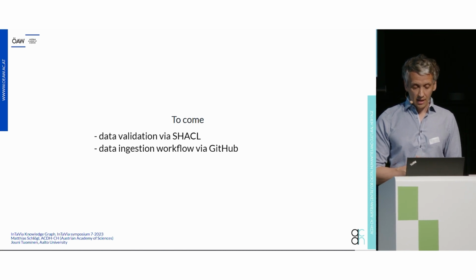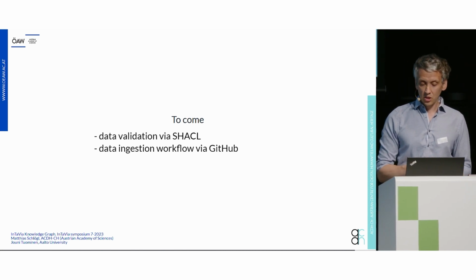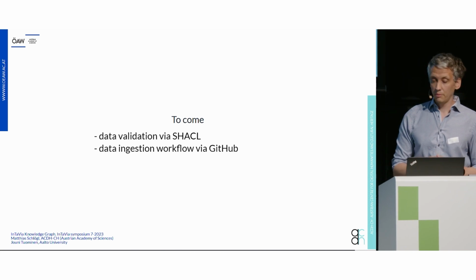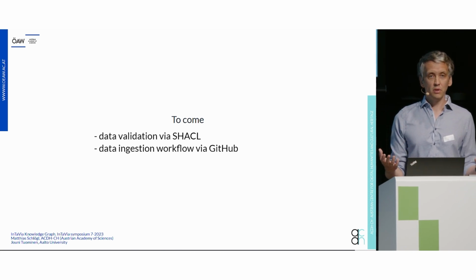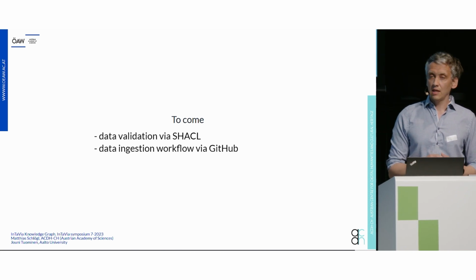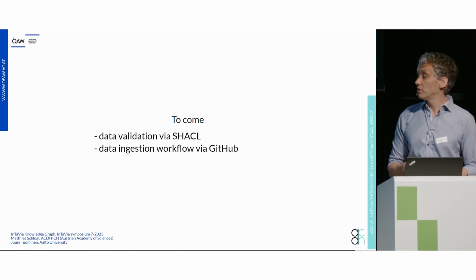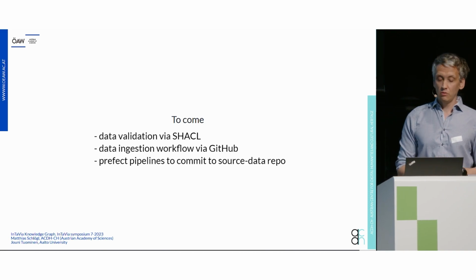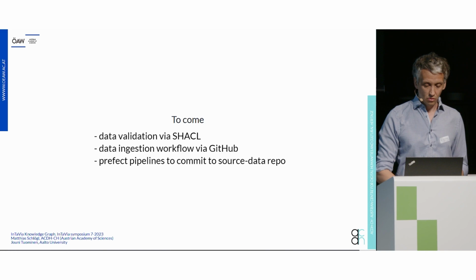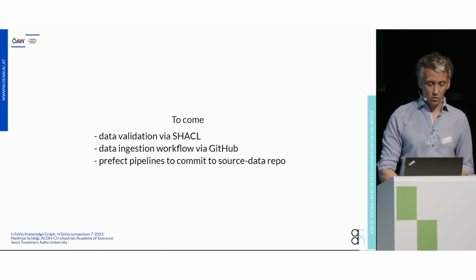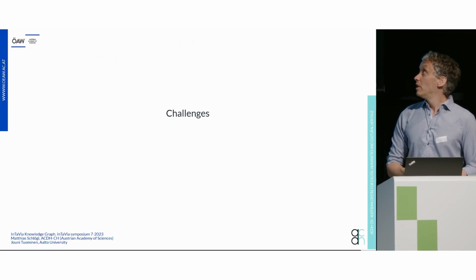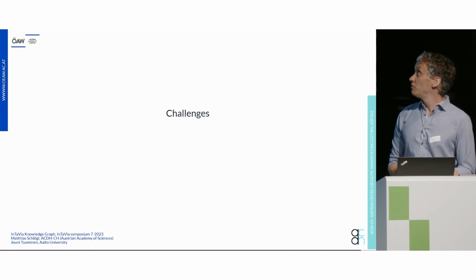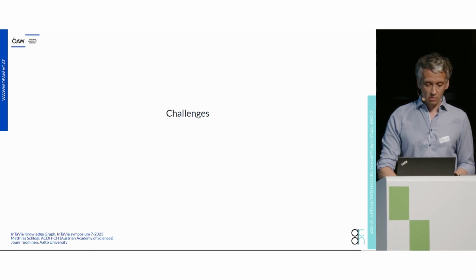So the second thing that we are working on is data ingestion workflows directly via GitHub that should allow also external people to do just pull requests against our ingestion repository and add more data to the triple store. And these Prefect pipelines that we already showed need to be adapted to that source data repo workflow. Yes.